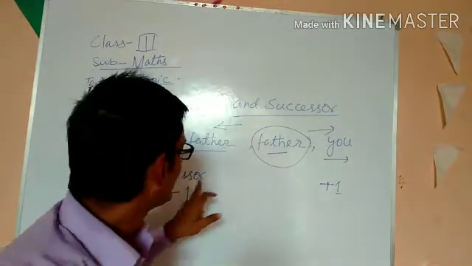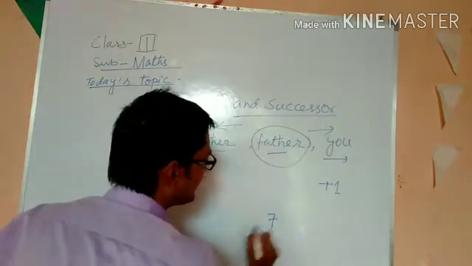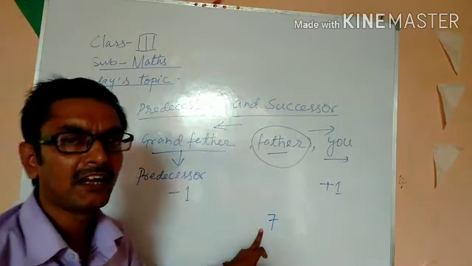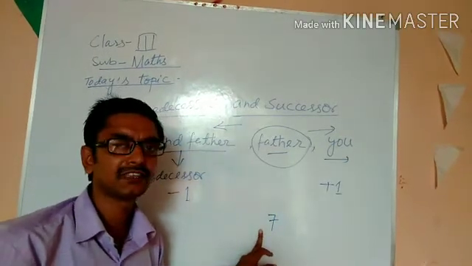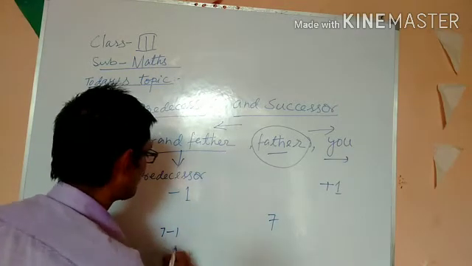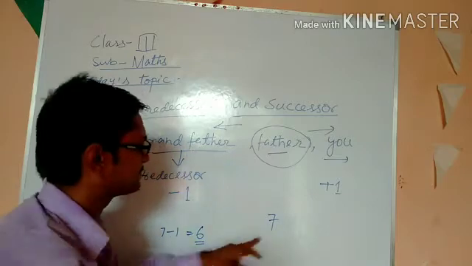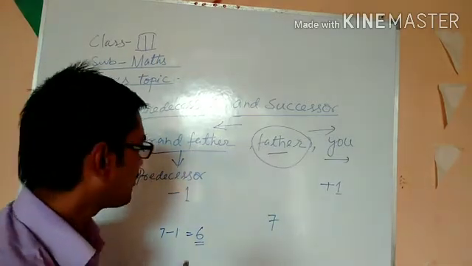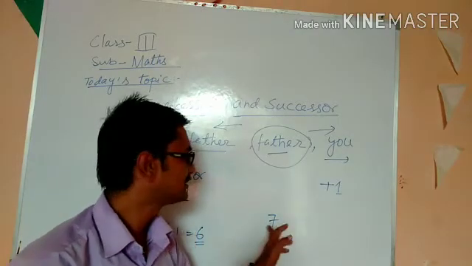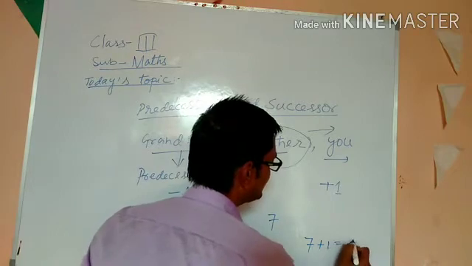Is it clear? Now at the same time, if you take 7 as an example, then if I ask you what is the predecessor of 7, you will have to subtract 1 from 7. You will get 6. That is, the predecessor of 7 is 6. Now again, if I ask what is the successor of 7, then you will have to do plus 1, which means 8.